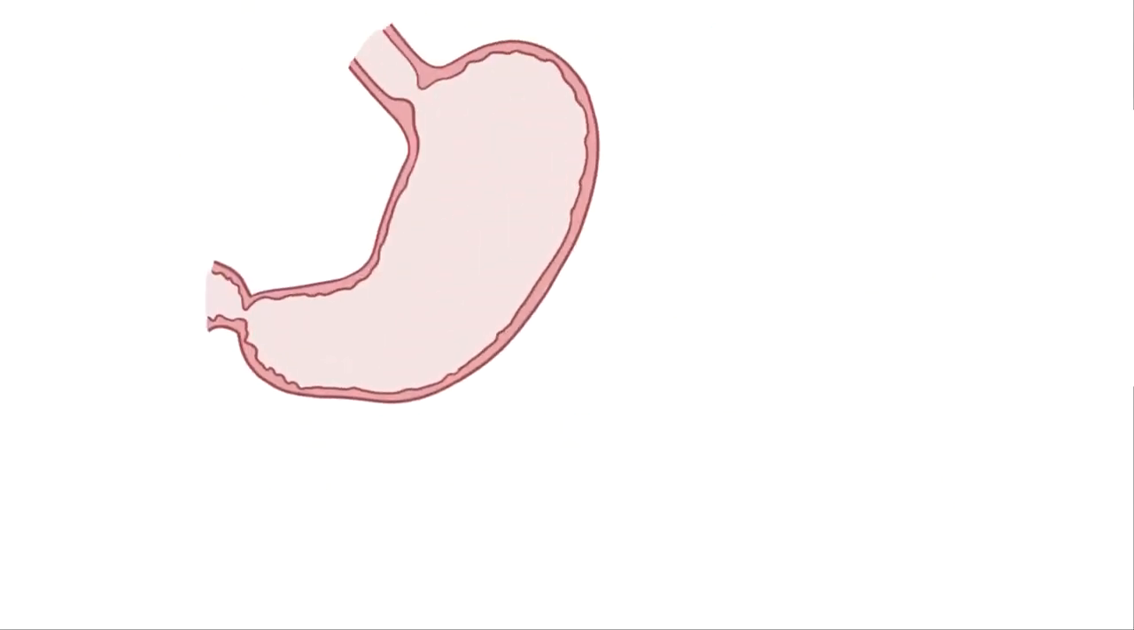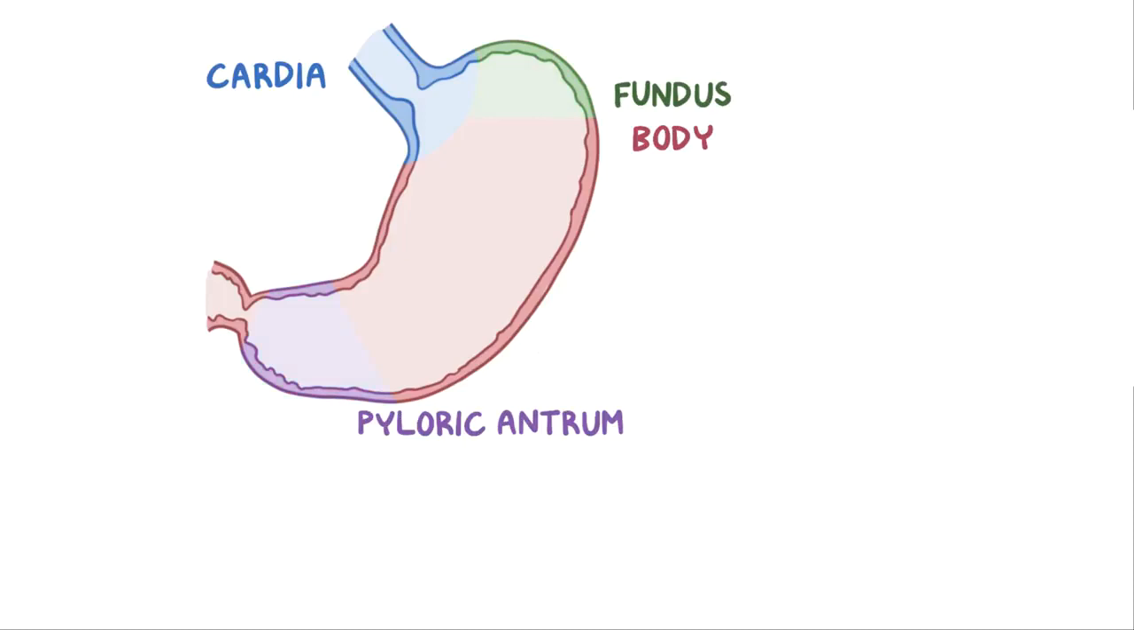Now, the stomach is composed of 4 regions: the cardia, the fundus, the body, and the pyloric antrum. There's also a pyloric sphincter, or valve, at the end of the stomach, which closes while eating, keeping food inside for the stomach to digest.